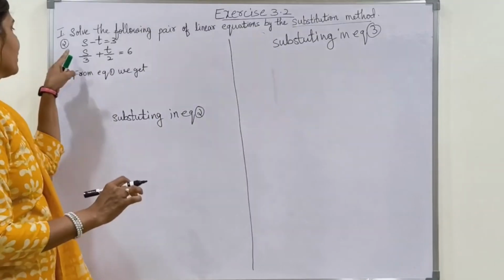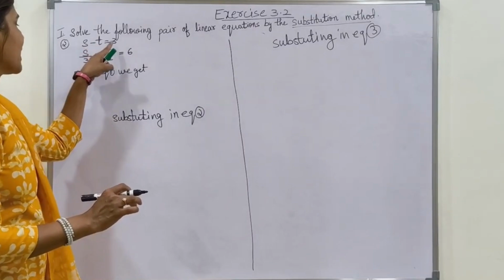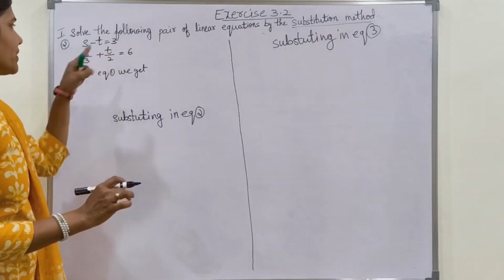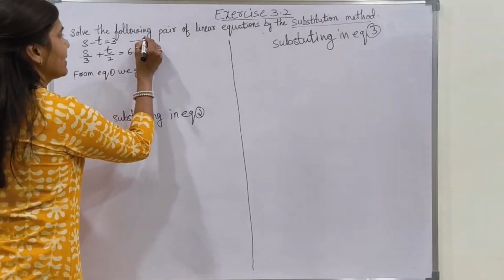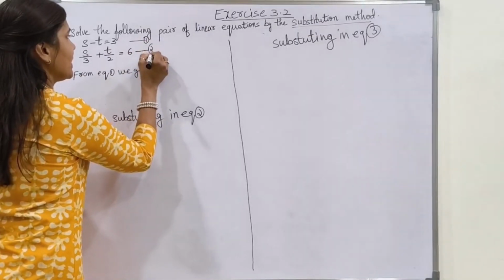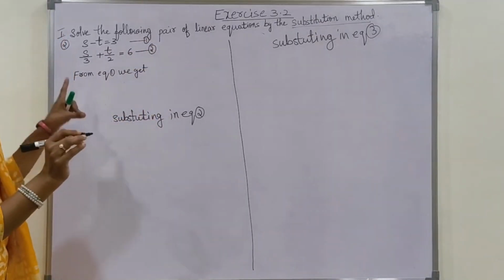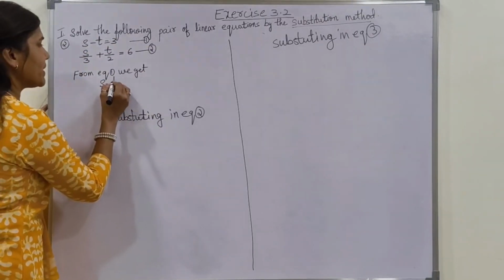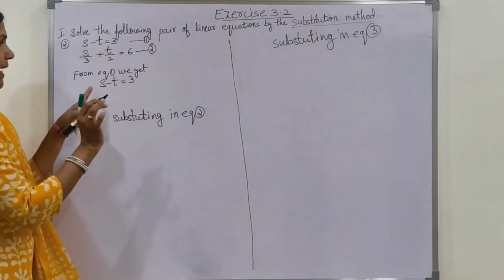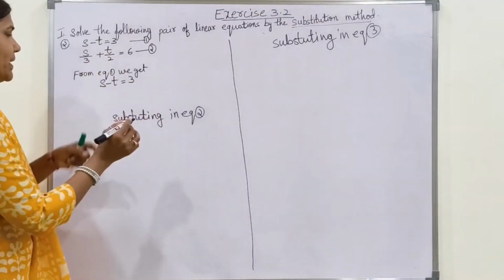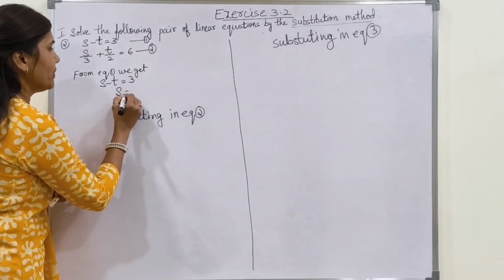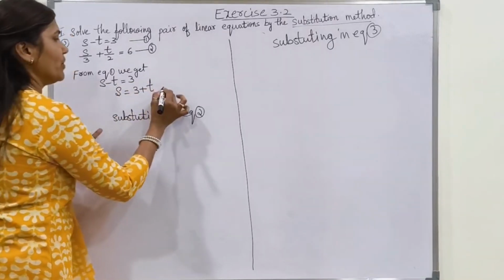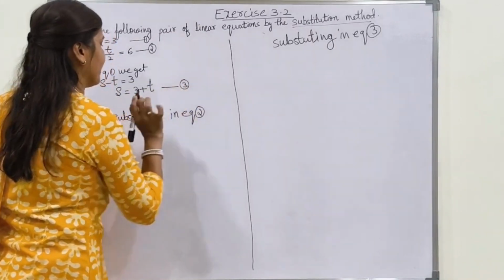Now the second question. The first equation is s minus t is equal to 3. The second equation is s by 3 plus t by 2 is equal to 6. From equation 1 we will get s minus t is equal to 3. This minus t I am sending to that side: s equal to 3 plus t. This one you write as the third equation.